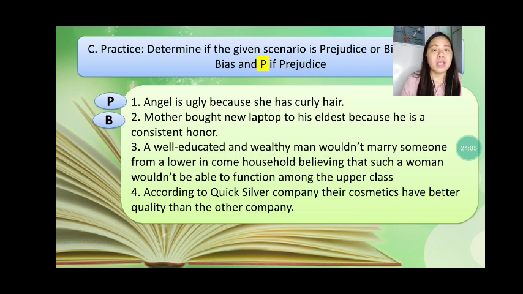Third, a well-educated and wealthy man will not marry someone from a lower income household, believing that such a woman wouldn't be able to function among the upper classes. Is it prejudice or bias? Yung na-feel ng woman dito. Kasi mahirap siya, so ibig sabihin hindi siya pwede pakasalan kasi hindi niya kaya makibagay sa upper class. That's prejudice. According to Quicksilver Company, their cosmetics have better quality than the other company.